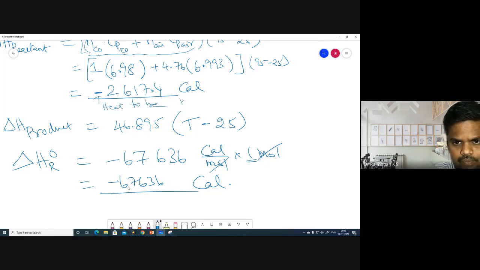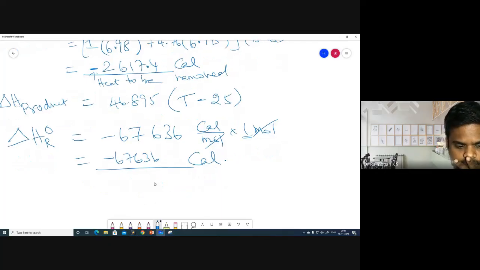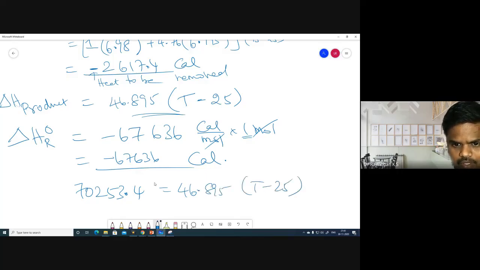Heat to be removed. Okay. So that way both will come as 70 to 53.4. Okay. And this should be equal to delta H of the products. Okay. This is equal to 46.895 into T minus 25.